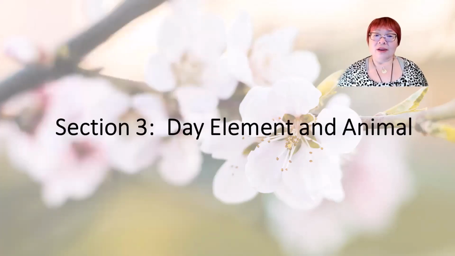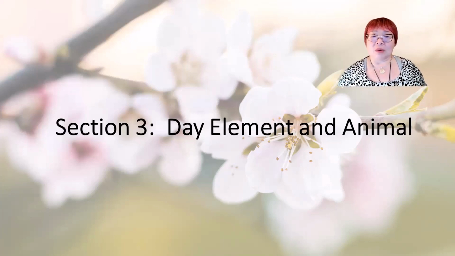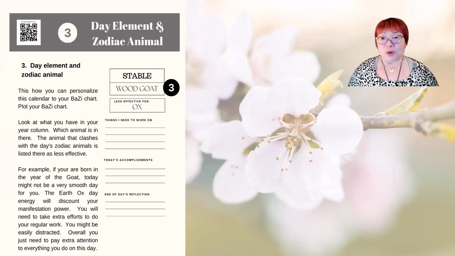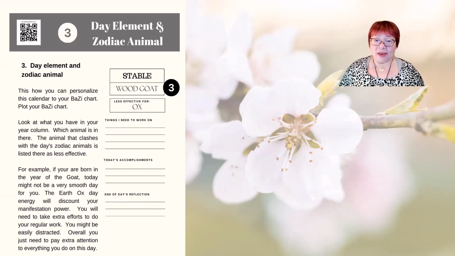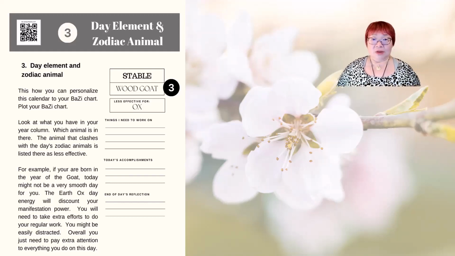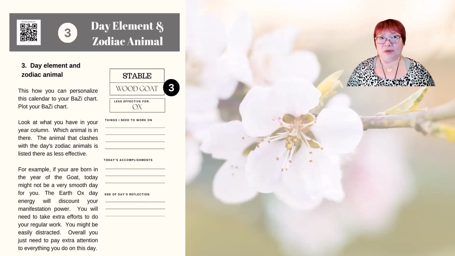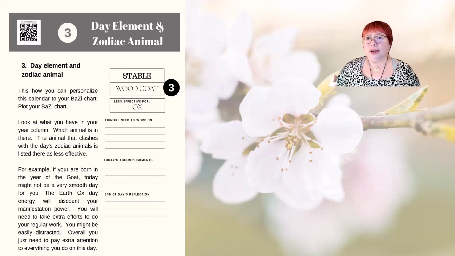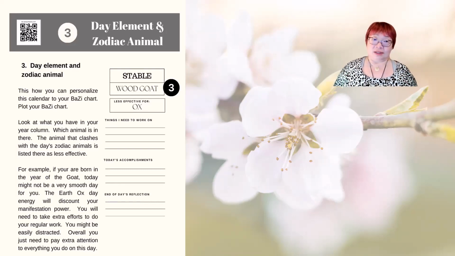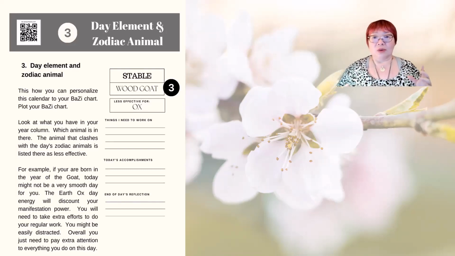So section 3, day element and animal. Very similar to the month element and animal that we talked about in section 1. Now this is the individual day. There's a total combination of 60 of them between the 5 elements and the 12 animals. And you're like, isn't it supposed to be yin and yang, so that should be 120? No. Certain animals only go with the yang element, and certain animals only go with the yin element. So there's only 60 combinations.